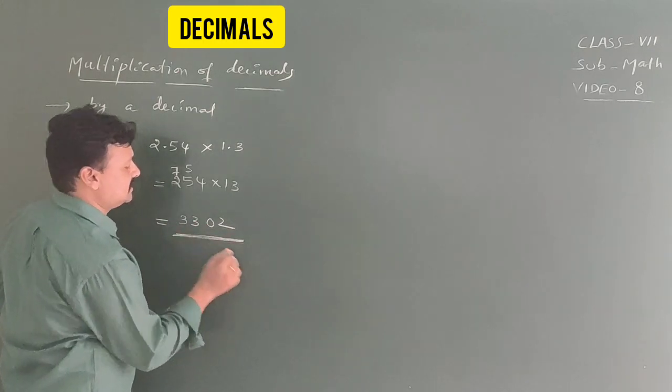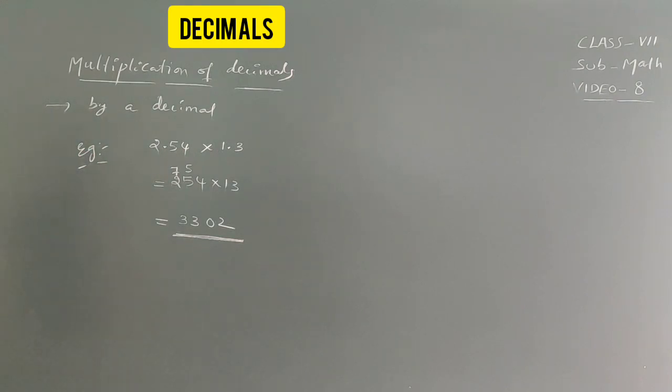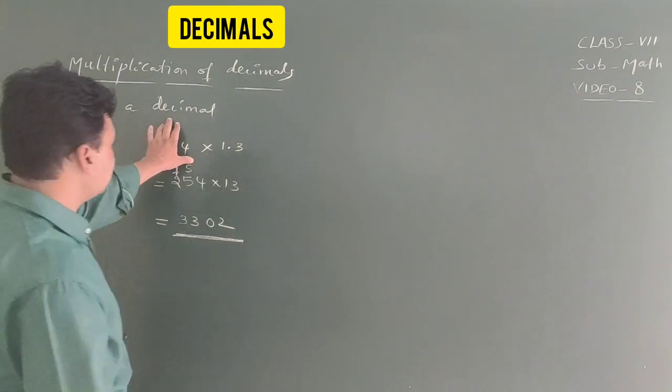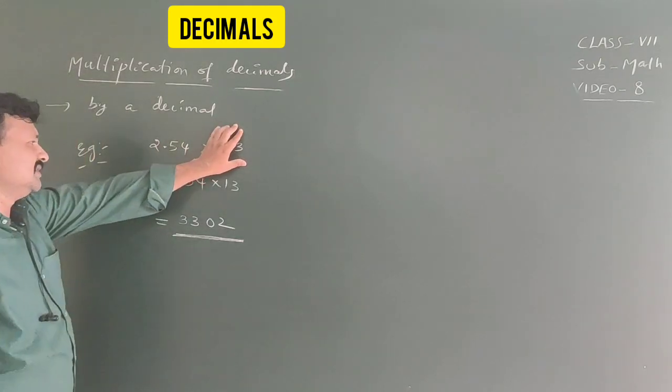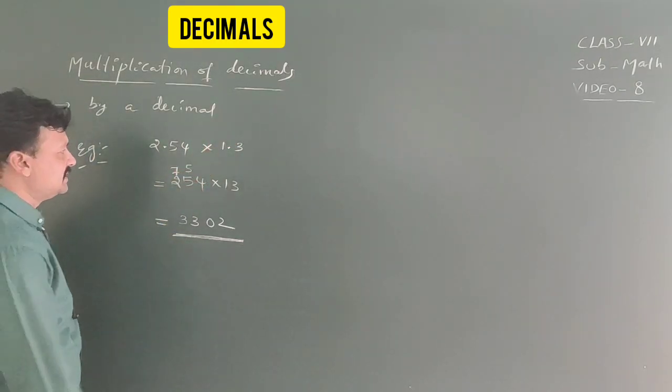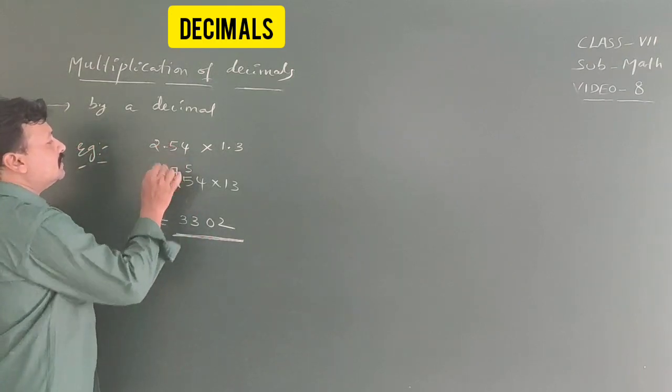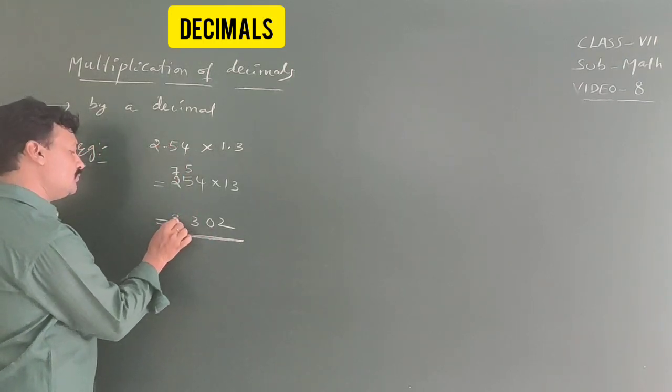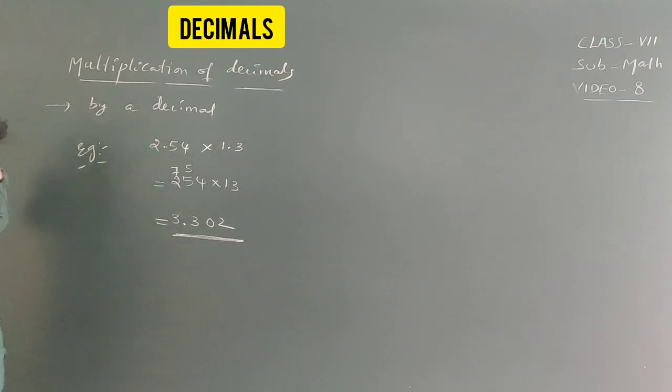For the given product, now we need to put the decimal point according to the number of decimal places in both decimals. Here 2 decimal places are given, and here 1 decimal place is given. In total we have 3 decimal places. That's why we need to put the point according to the number of decimal places. Here we require 3 decimal places in total.